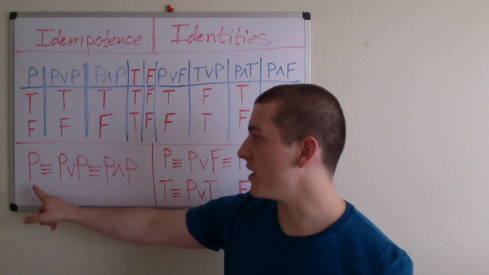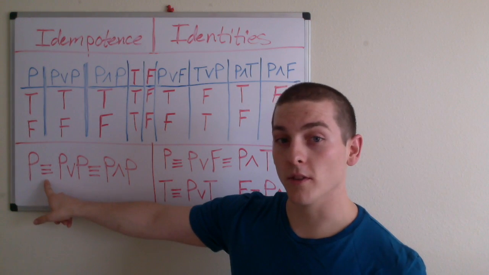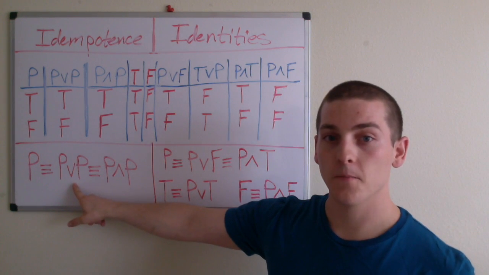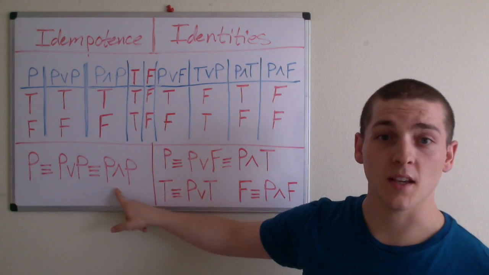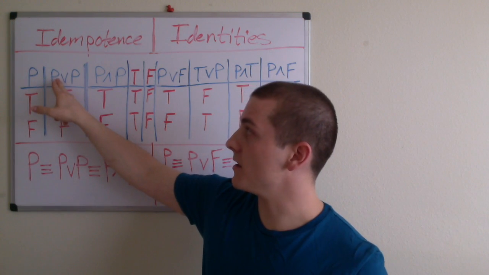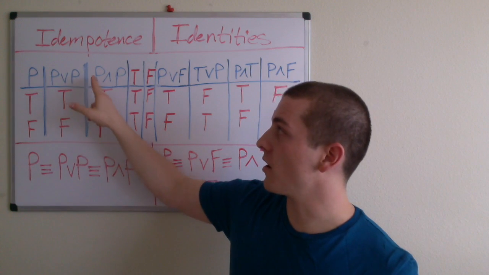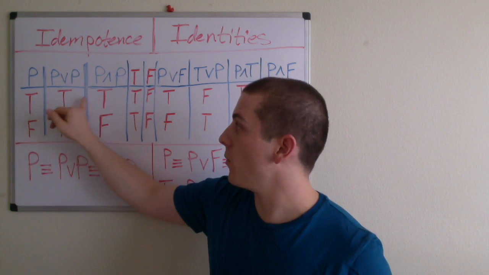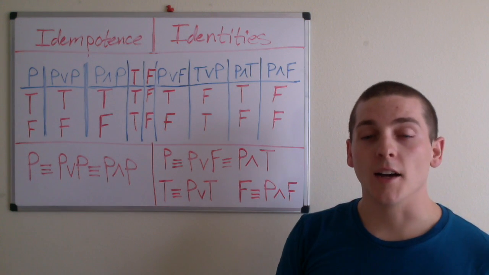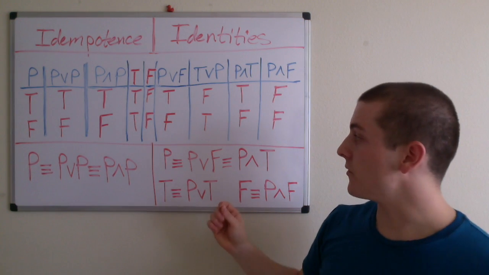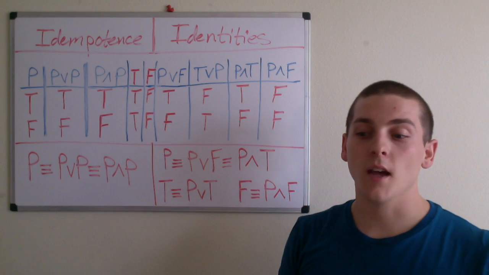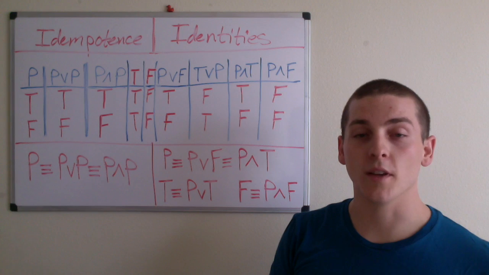For instance, P is the logical equivalent, that's what these mean, the logical equivalent of P or P, which is the logical equivalent of P and P. And if you recall the definition of the disjunction and the conjunction, you should be able to figure out why this occurs.